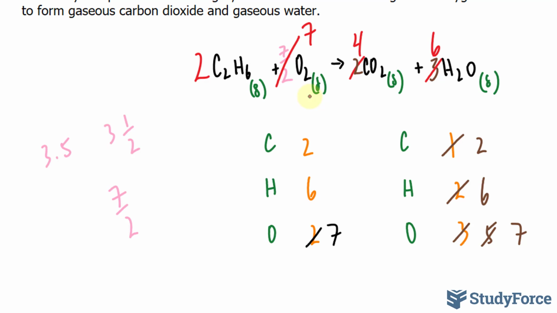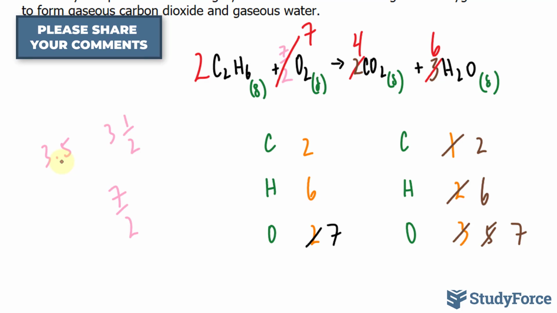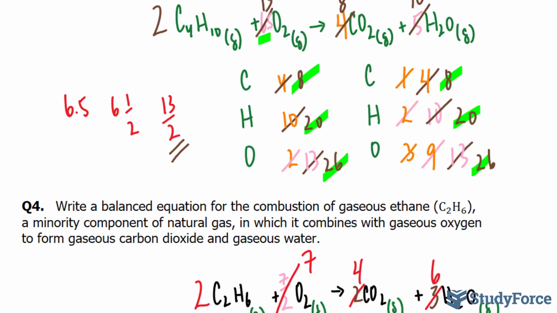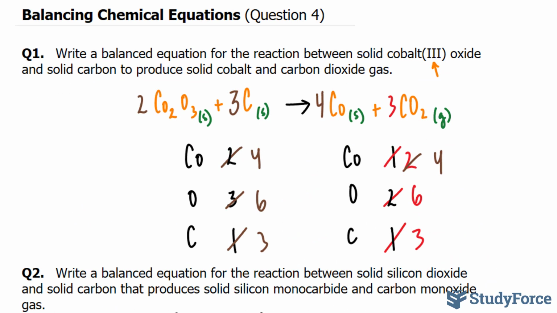The take-home message here is that if you use decimal numbers, such as 3.5, remember that you can multiply it by 2 and it becomes whole numbers as you see here. So anytime you see 0.5, for example in question 3, we had 6.5, we multiplied everything by 2 and it turned out to be whole numbers. And there you have it. That is how to balance chemical equations.